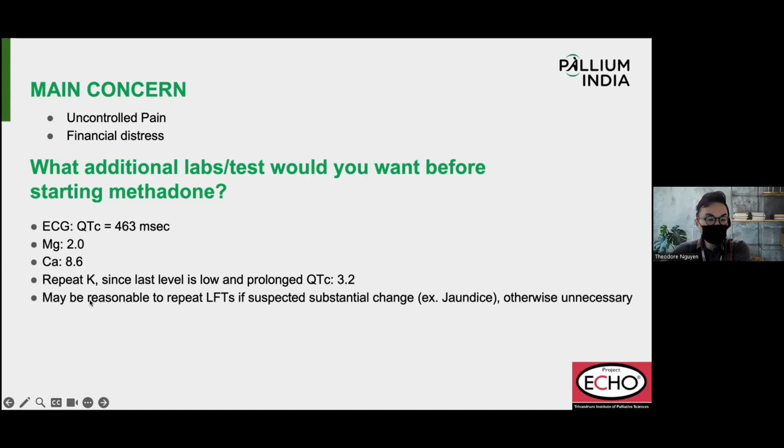In regards to LFTs, it was elevated before, but because it was a month ago, it may not necessarily be required to do it again. However, if you do suspect substantial changes, such as signs of jaundice, then that might be warranted to do a repeat LFT.